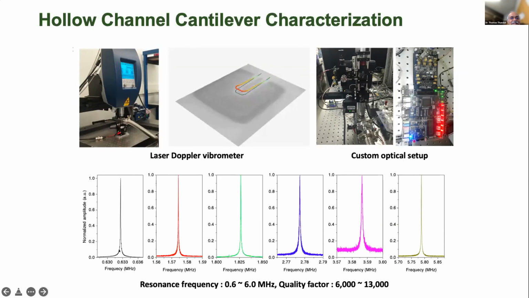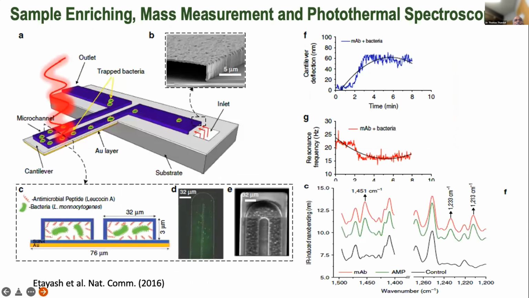And you can see that this is the resonance spectrum. It's a beautiful curve, and so you can do lots of very interesting experiments. One of the experiments that we did was not using the vacuum arrangement. This is the hollow channel cantilever exposed to air. Inside is the liquid. We immobilized some peptide to trap the bacteria, and so you can enrich the sample.